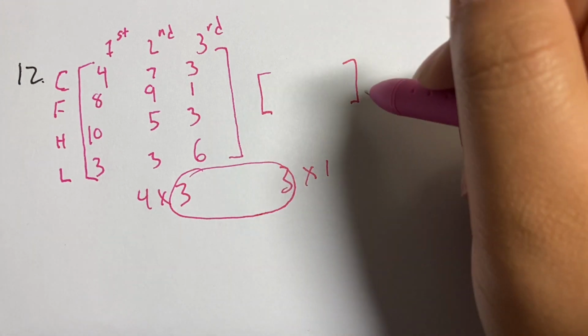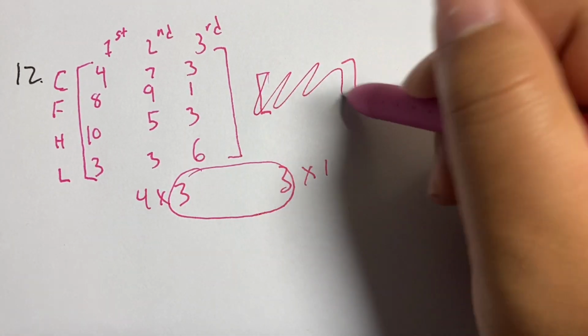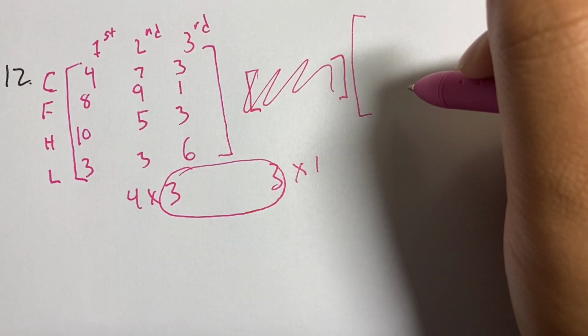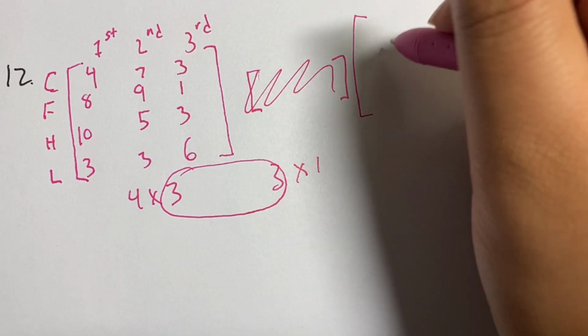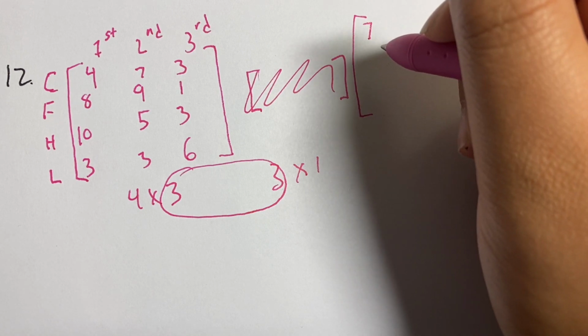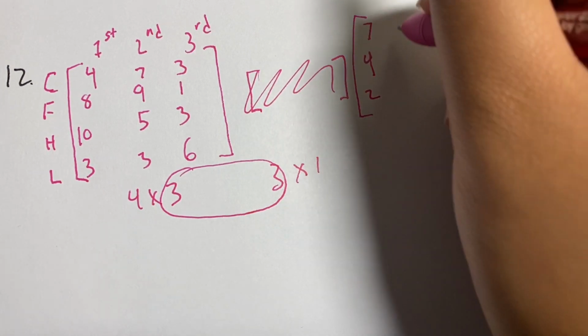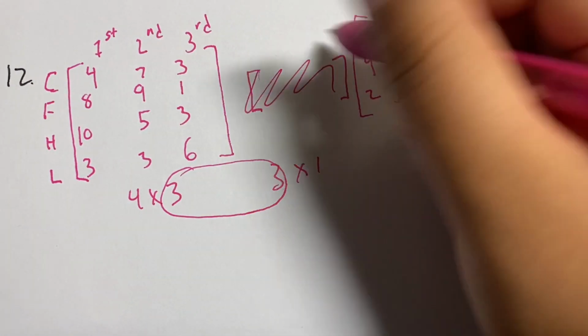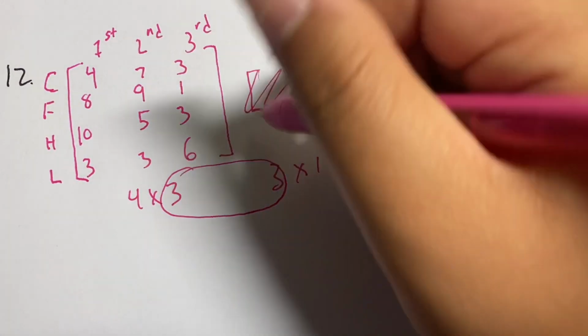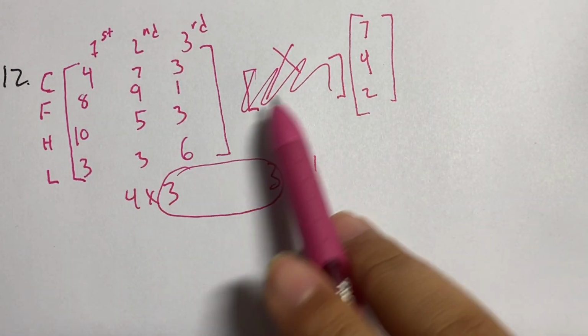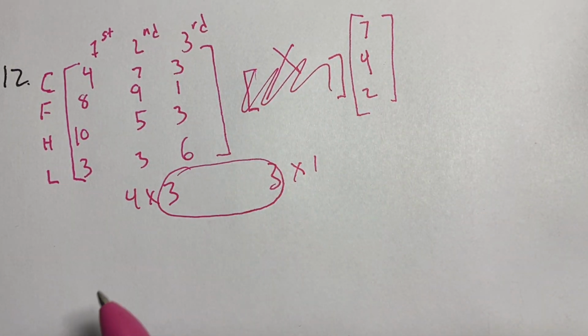So 3x1, oh wow, my bad, would actually be 3 rows and then 1 column, right? So you get 7 points for first, 4 points for second, and 2 points for third. So that means we're multiplying this matrix right here and this matrix right here. X as in multiplying, not X as in I messed up, and let's not look at that.